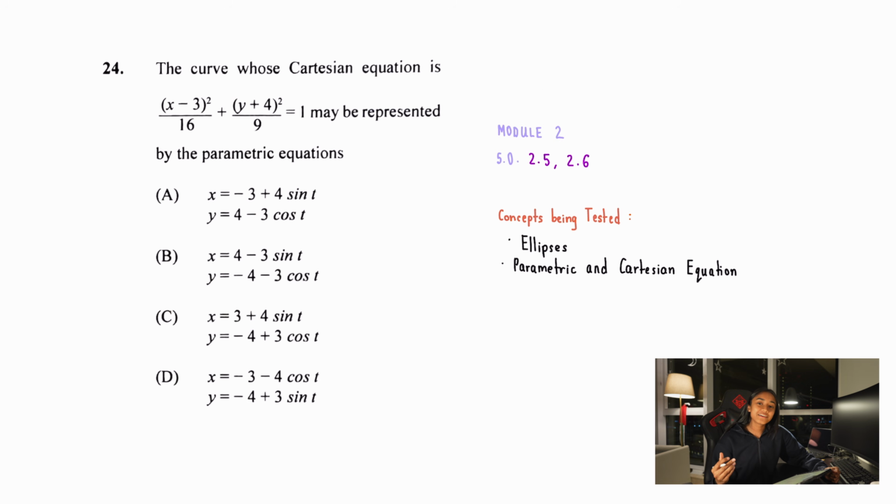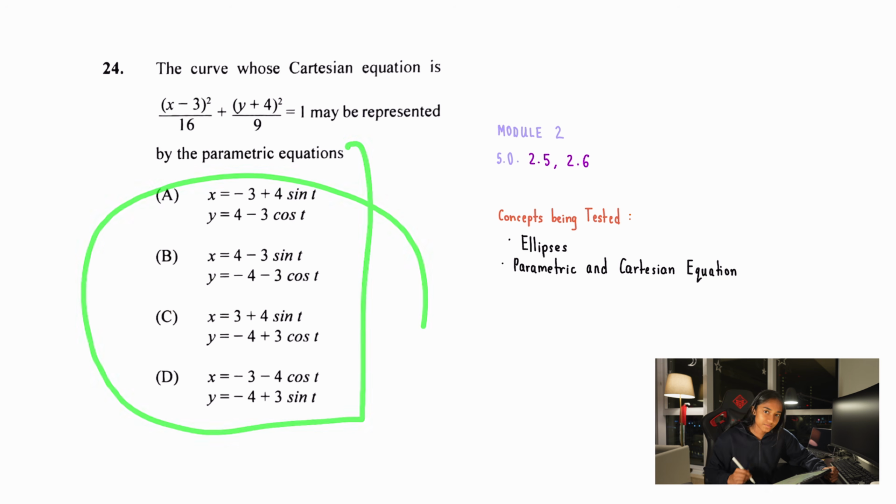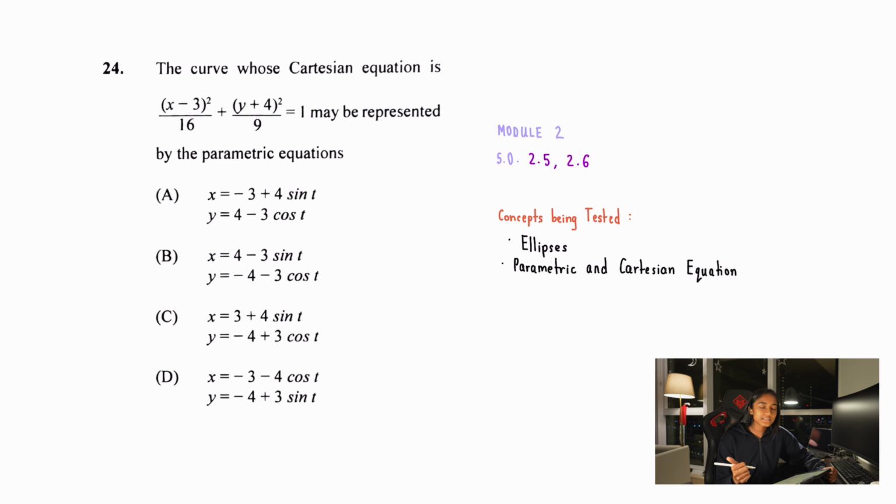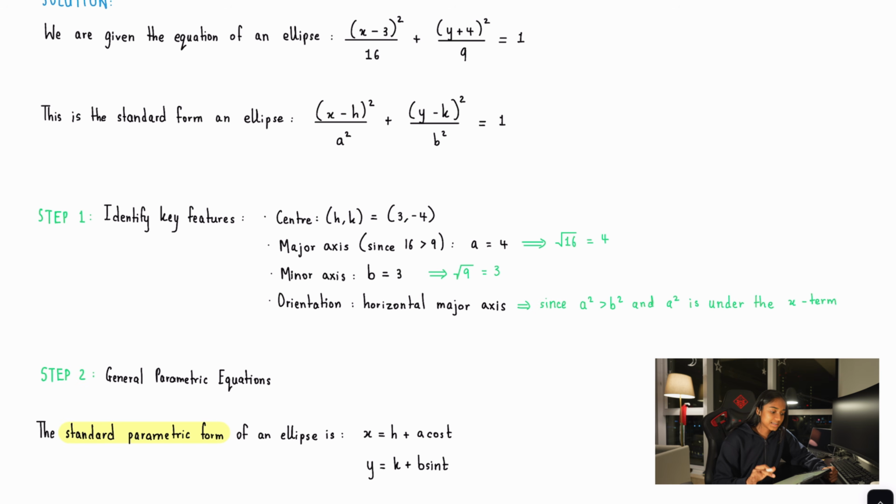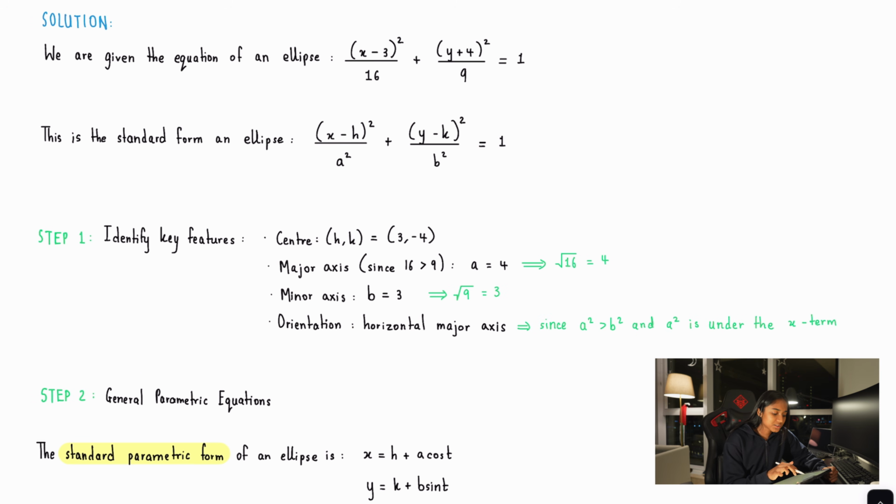24. The curve whose Cartesian equation is given by (x − 3)² over 16 plus (y + 4)² over 9 is equal to 1 may be represented by the parametric equations. Which of these? So the first thing that we notice is that this is actually the standard form of an ellipse. Okay, so we're looking at parametric and Cartesian equations of an ellipse. So we are given the equation of the ellipse.